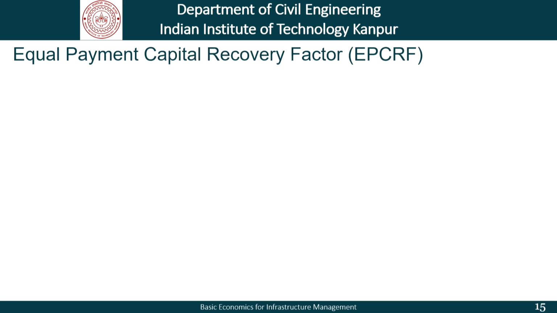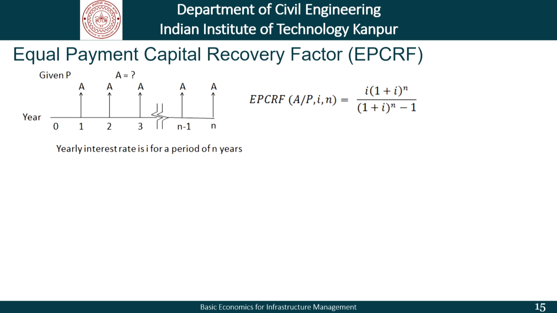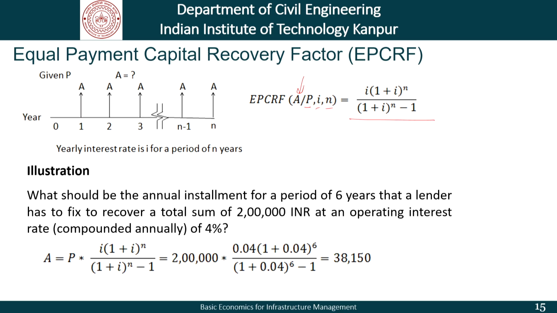And the last factor that we promised to talk about is the equal payment capital recovery factor, where we are talking of what is the A if we know P, I and N, and this is the expression. The illustrative example could be that what should be the annual installment for a period of 6 years that a lender has to fix to recover a total amount of 2 lakhs at an operating interest rate compounded annually of 4%. So, this is what the number is.